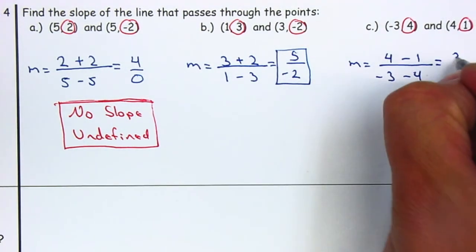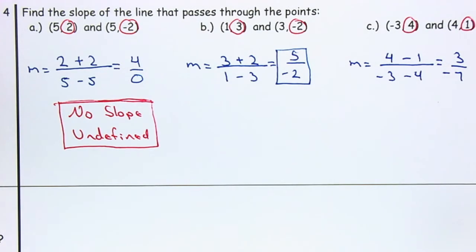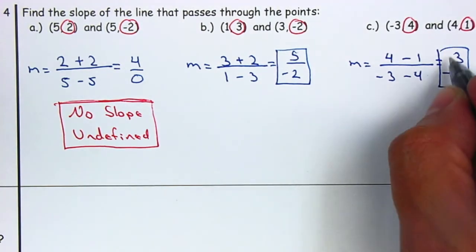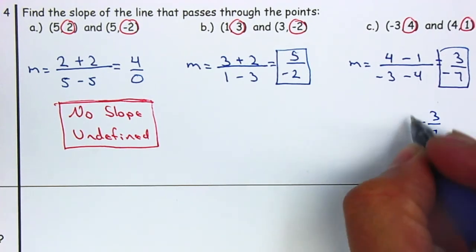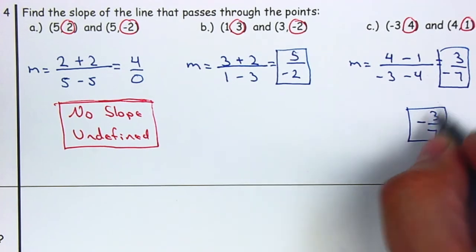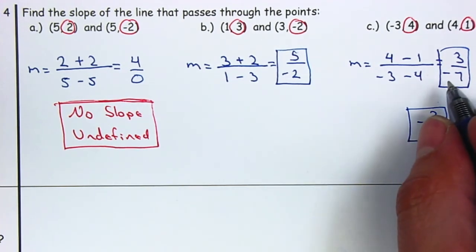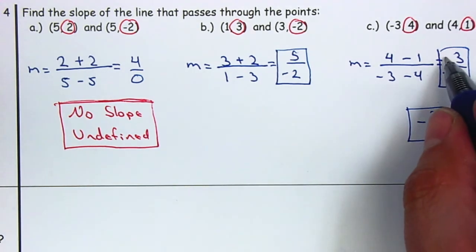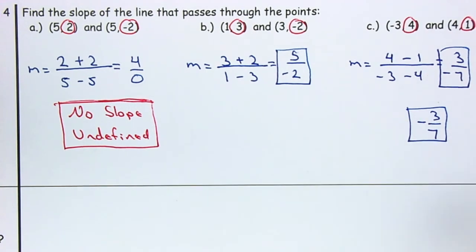So that'll give us 3 over negative 7. We cannot reduce. Now remember that even though the negative is on the bottom, this is a positive divided by a negative, so it will be a negative 3 over 7. It's exactly the same. So don't get confused whether the negative is on the bottom or on top. You get exactly the same, as long as they're not both negative, because if both of them were negative, that would be a positive answer.